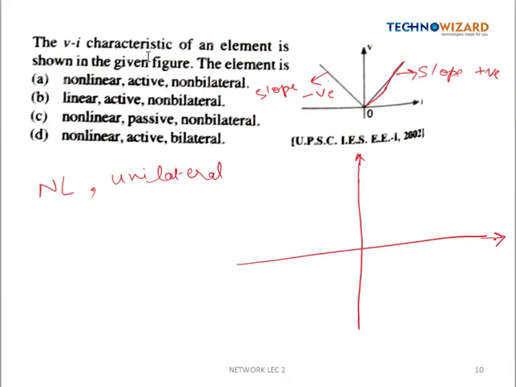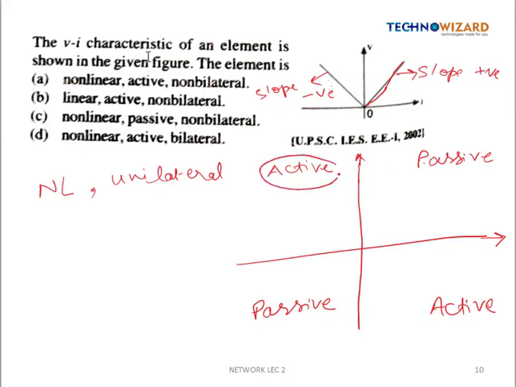So if the element lies in the first quadrant, then it will be a passive element, and if the element lies in the second quadrant it will be active. If it lies in third, then it will be passive, and if it lies in fourth, then it will be called an active element. Now in this question it is lying in both the quadrants, I mean first and second, so overall it will be considered as active, right?